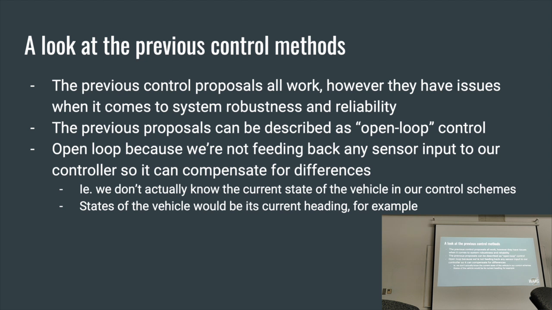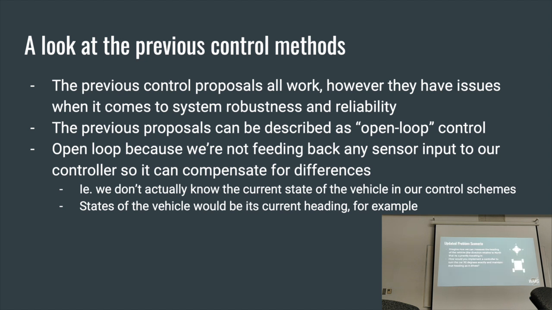So the problem is that we can't really compensate for any differences in what's happening in the current path, for example. We don't actually know what the current state of the vehicle is at any one point in time. The state of the vehicle would be like the current heading of our car. If we don't know what that is, we're not using it. So this would be open loop control.